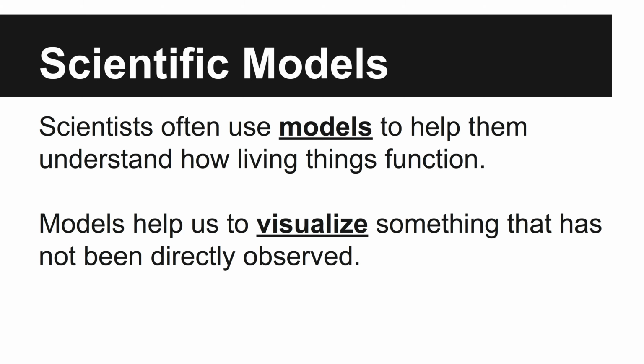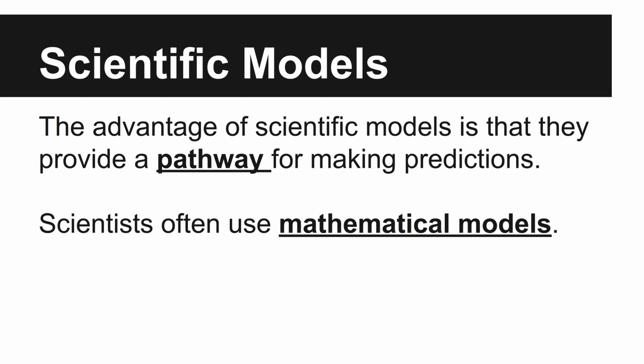Another example of a model is with dinosaurs. We find different bones, things like that, and then we construct them and make a model of them to the best of our abilities. The advantage of scientific models is they provide a pathway for making predictions. Scientists often use mathematical models to predict future things. Our most current model of the atom is based on a mathematical process and not just on a visual or simple model like the planetary model.